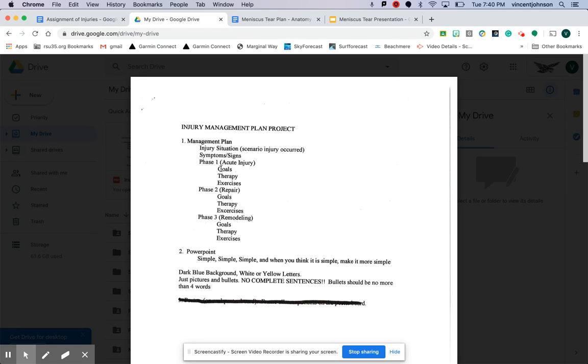So all your goals and therapies and exercises for phase 1 are going to be basically focused on getting rid of pain, discomfort, and swelling. So as you know, if you've been injured before, the first 24, 48 hours or so, it's pretty uncomfortable. So all the goals here are basically to mitigate and get rid of pain and swelling. So your therapies are going to be tied to how does one get rid of pain and swelling.